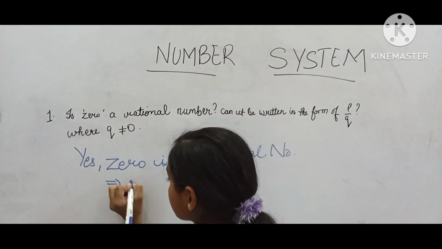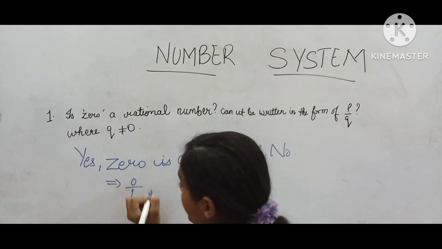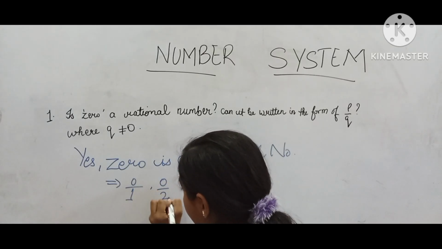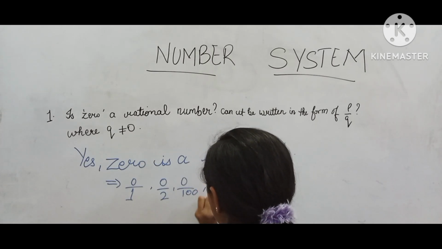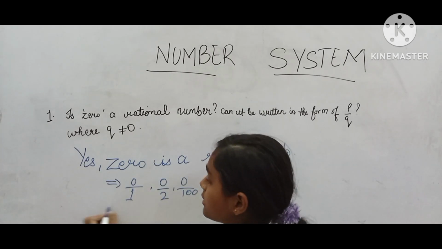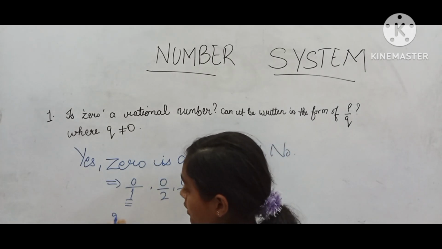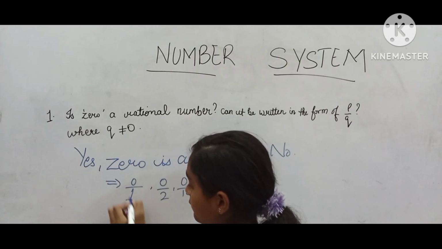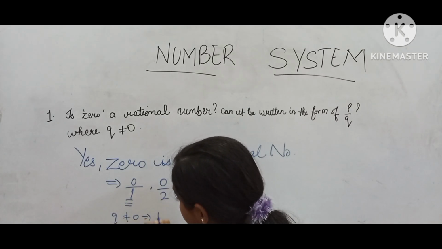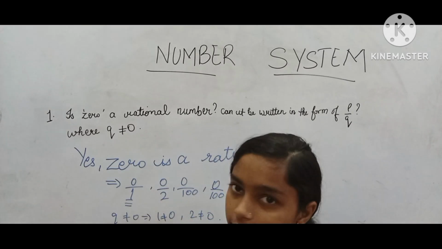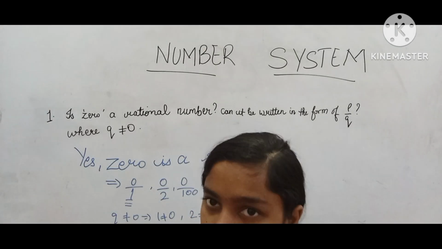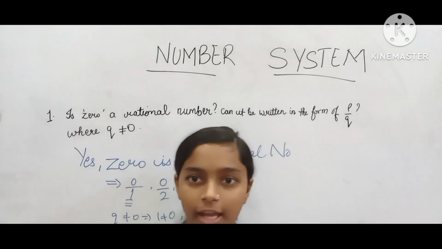Like 0 by 1, 0 by 2, 0 by 100 and even 0 by 1000, where the Q isn't equal to 0. Here 1 isn't equal to 0, 2 isn't equal to 0. So yes, it is a rational number. Now we'll move on to the next question.